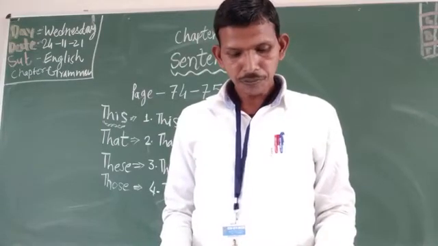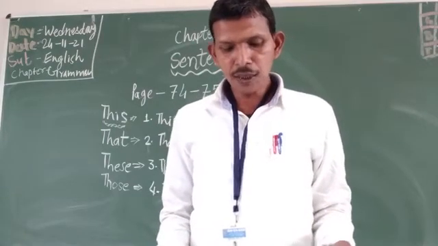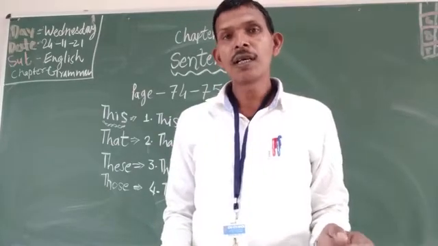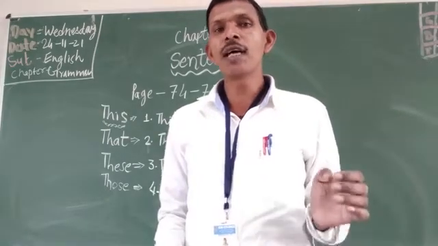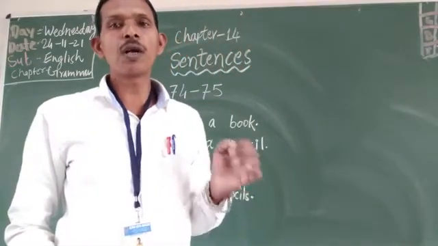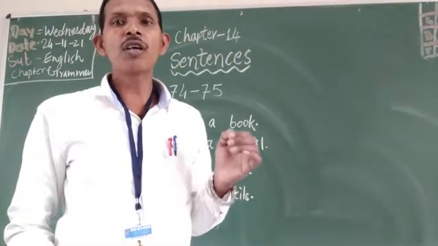And now we use this and that when the person, place, animals or birds are singular in number. That is, this and that are used for only one person, animal or thing.